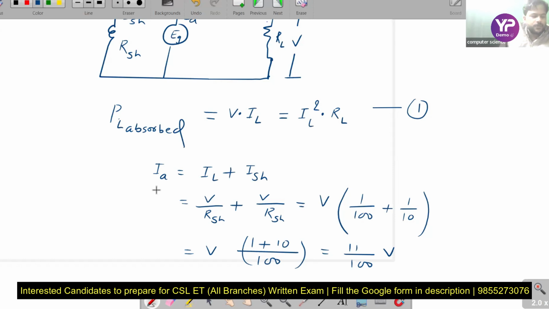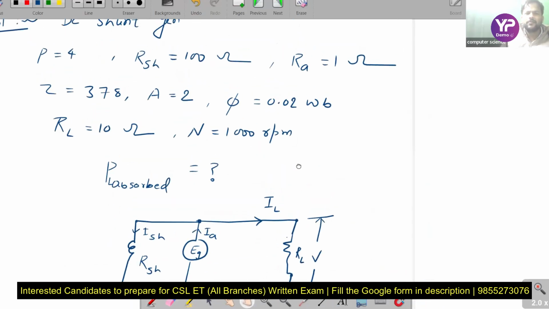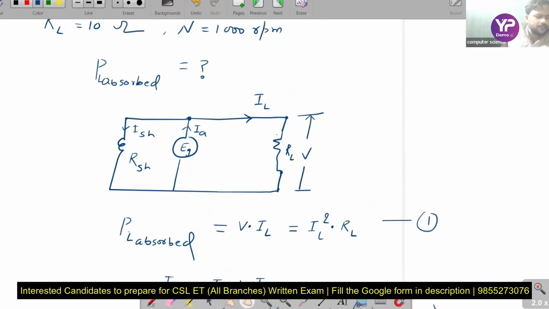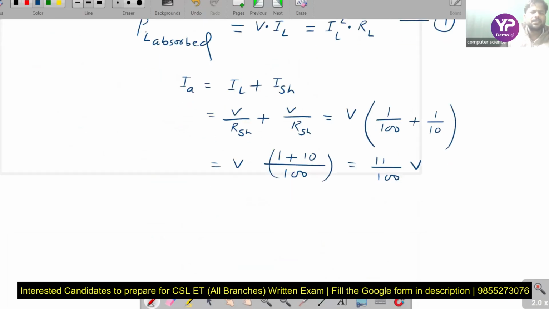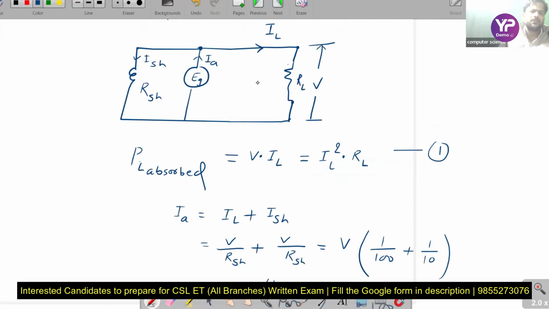Now here we find the current I_A in terms of voltage. When we write the KVL equation in this loop, first of all we need to find the E_G, otherwise the equation is not solved. So first of all we find E_G. Here we take I_A, found in terms of voltage V.